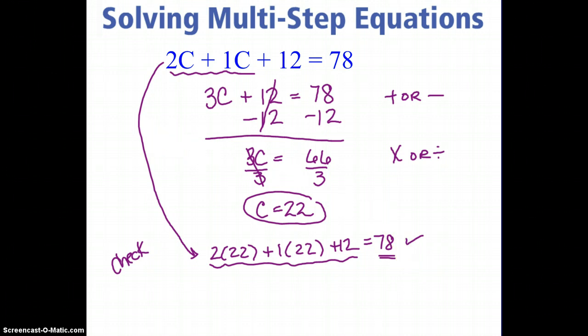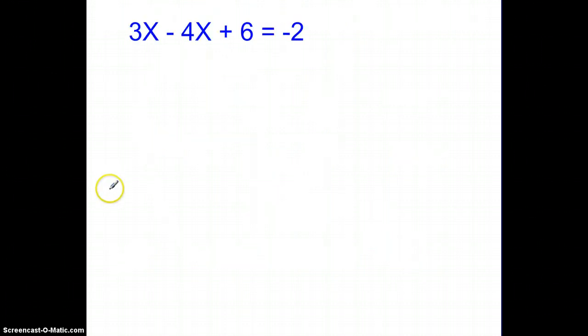Okay, let's try at least one more. Okay, in this problem, if I want to solve things, these two values are alike. So 3x minus 4x would give me negative 1x plus 6 equals negative 2. So that looks at least simpler.